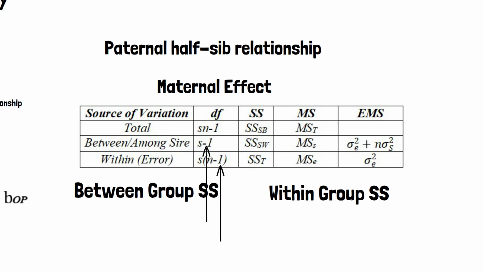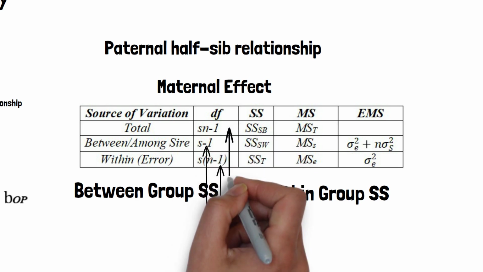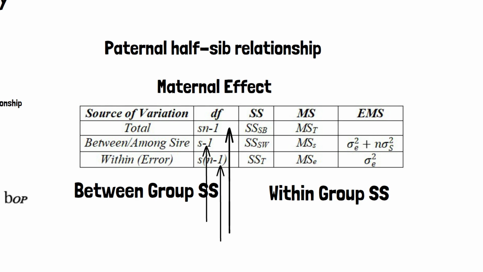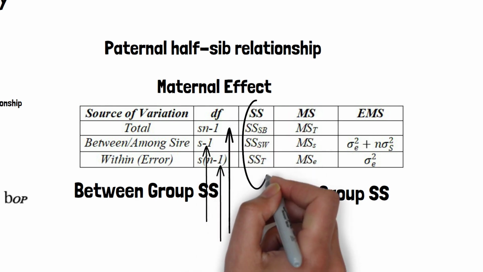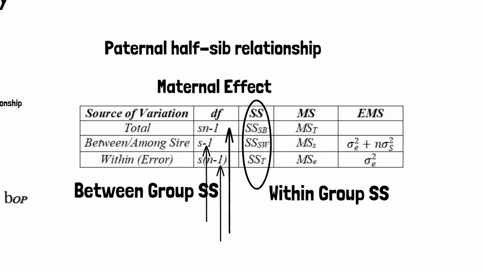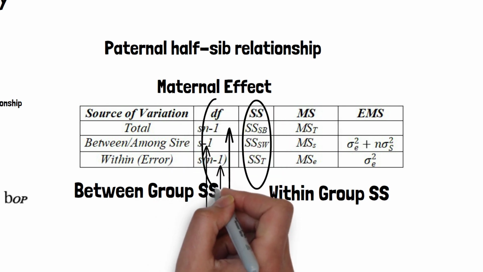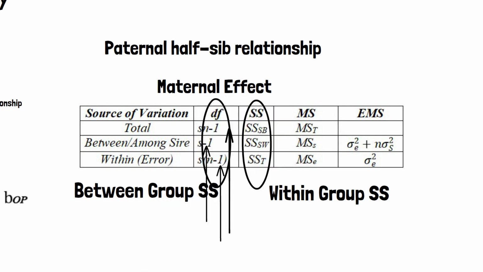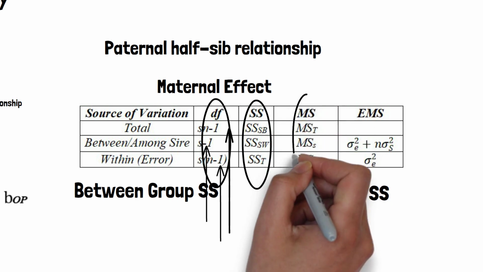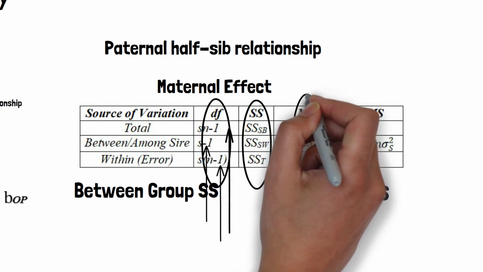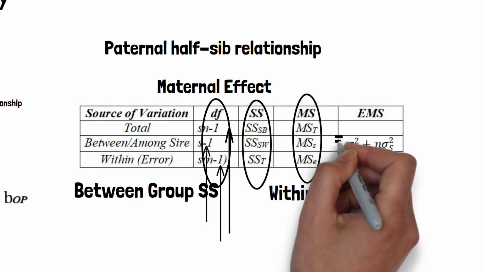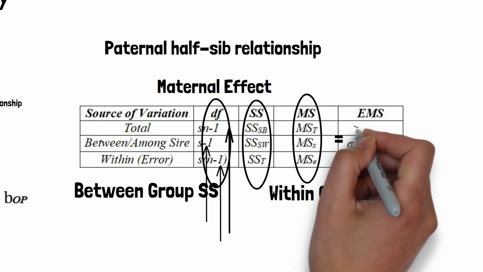For within sires, that is the error, is s into bracket of n minus 1. The degree of freedom for total equals sn minus 1. Once the sum of squares are determined, the mean square can easily be determined by dividing the sum of square by the degrees of freedom.